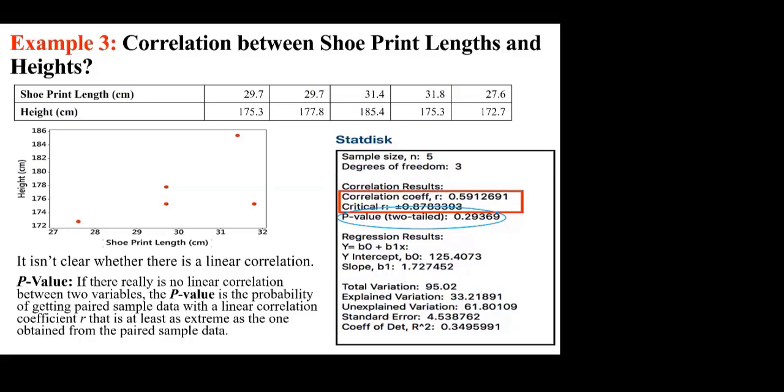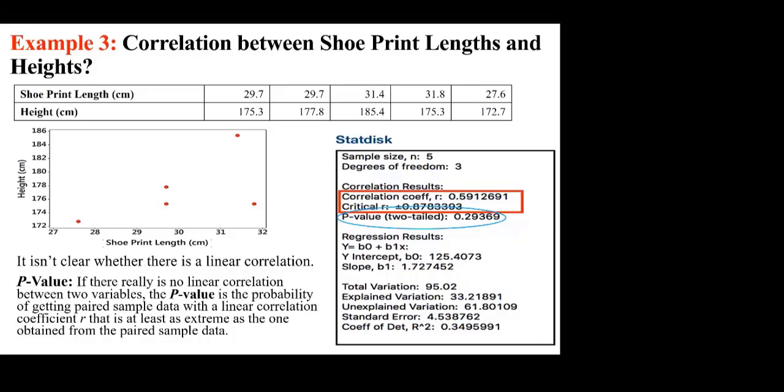P-value: if there really is no linear correlation between two variables, the p-value is the probability of getting paired sample data with a linear correlation coefficient R that is at least as extreme as the one obtained from the paired sample data. Now, if you look at the information on the right side that has been given to us by technology, in this case StatDisk, if you run the data, one of the values it gives you is the p-value. Normally, you compare it to the specific choice of alpha. Again, what is alpha? Probability of making type 1 error. We're going to discuss that in later chapters. It's put here. I want you to at least have an idea how that works.